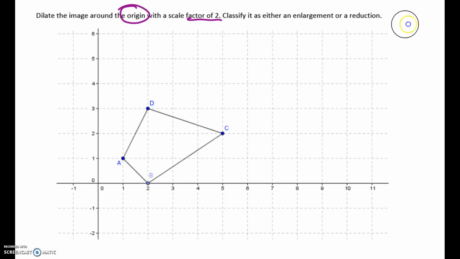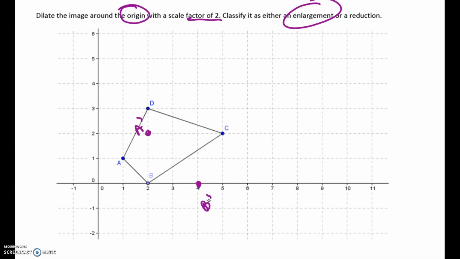Oh, I can't even fit the word there, can I? An enlargement, here, enlargement, because my scale factor is bigger than 2. Well, point A from my origin is at 1, 1, which means if I multiply those movements by 2, A prime is going to be at 2, 2, right here, A prime. B is at 2, 0. Well, when I multiply those movements by 2, I'm going to end up at 4, 0, right here.